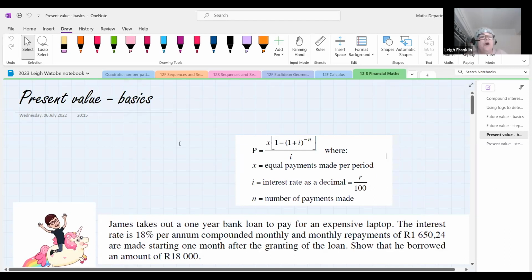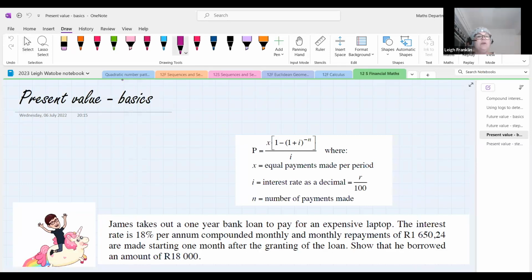Let's get started on present value. We're going to talk about the basics today. So our present value formula is our other metric formula. Before we jump in and start talking about what P, X, and I mean, how do we know when we're supposed to be using the present value formula?